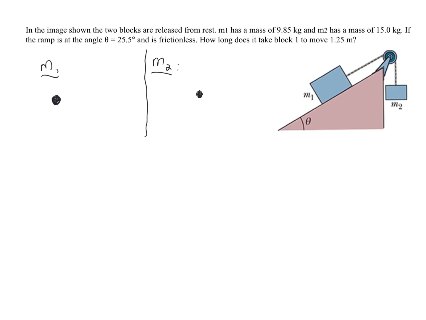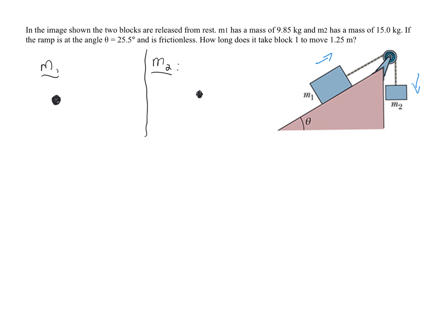Hey class, I wanted to make a video for this workshop problem where we have these two different blocks, mass 1 and mass 2. One is on the ramp and 2 is just hanging. Now we're asked to figure out how long it takes for block 1 to move 1.25 meters, and since mass 2 is larger than mass 1, I'm pretty confident 1 is going to move up and mass 2 is going to move down since it's the larger one and isn't impeded by the ramp.